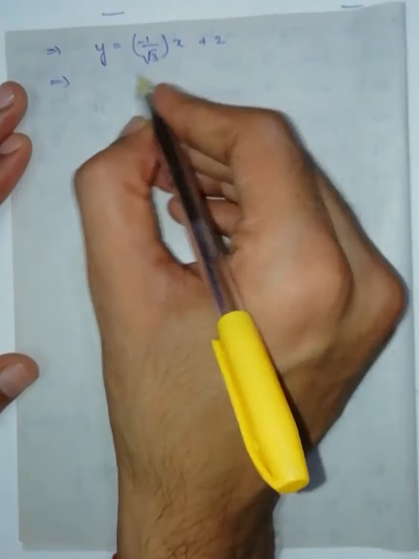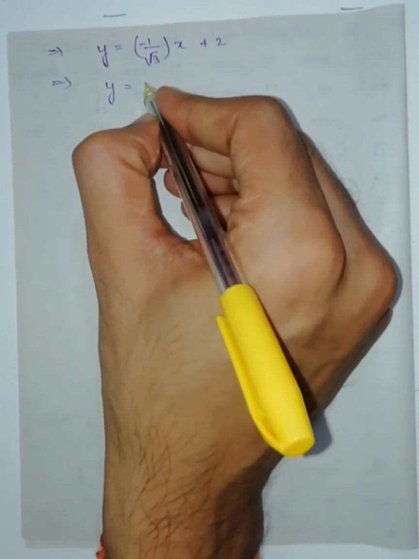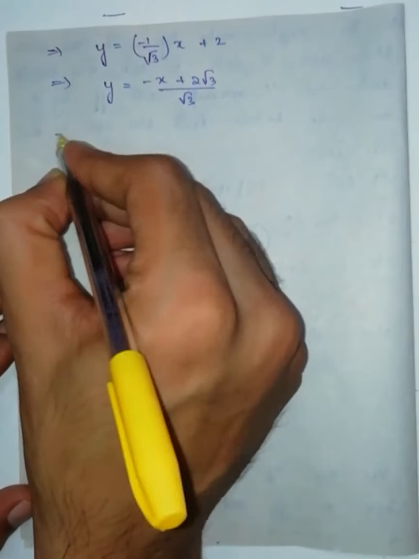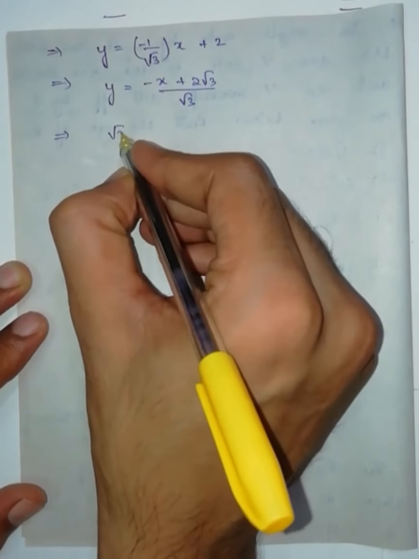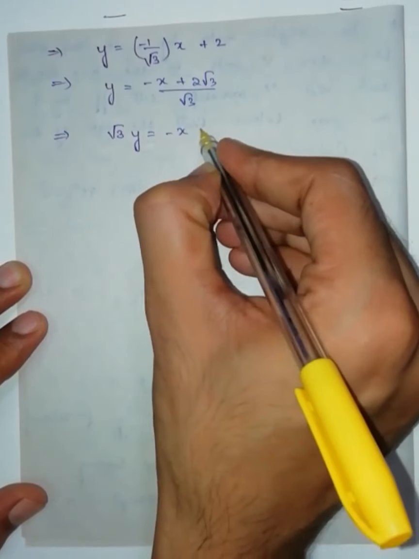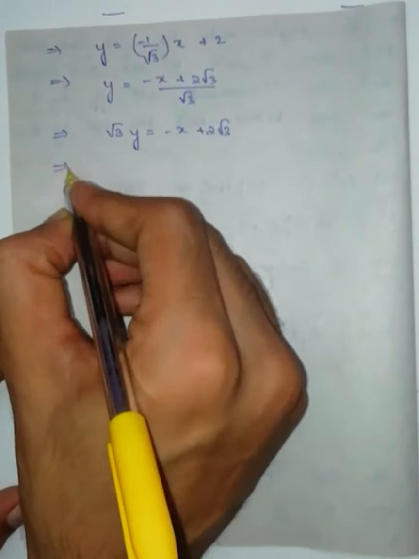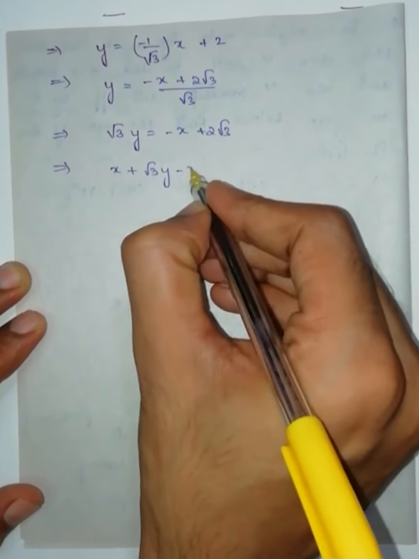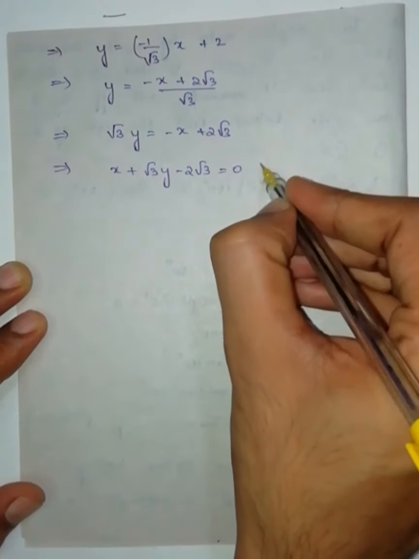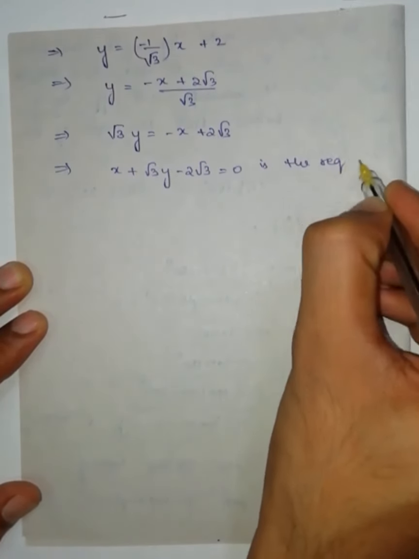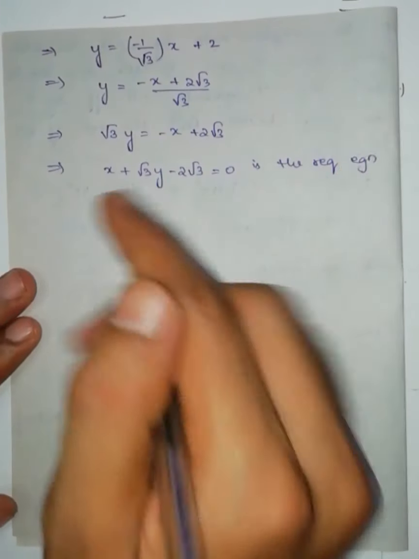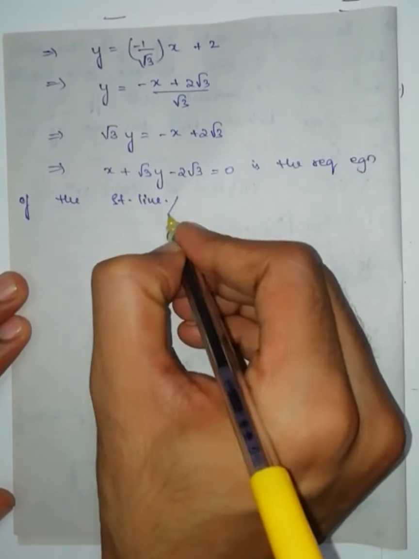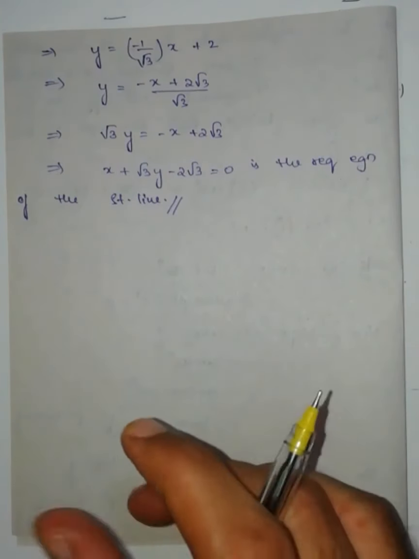Now taking LCM, y is equal to minus x plus 2 root 3 by root 3. This implies root 3 y is equal to minus x plus 2 root 3. Sending all terms to one side, x plus root 3 y minus 2 root 3 is equal to 0 is the required equation of the straight line.